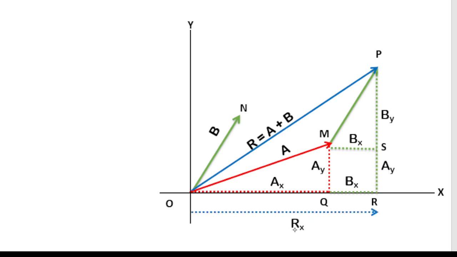Then Rx is equal to x component of vector A and x component of vector B, and Ry represents the y component of vector A and y component of vector B.